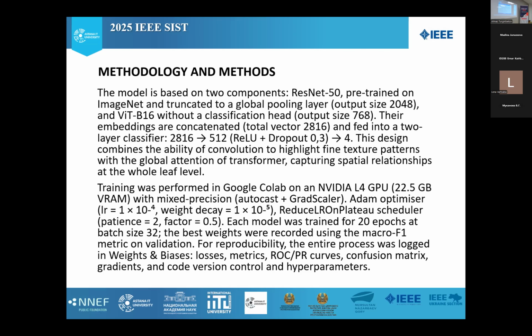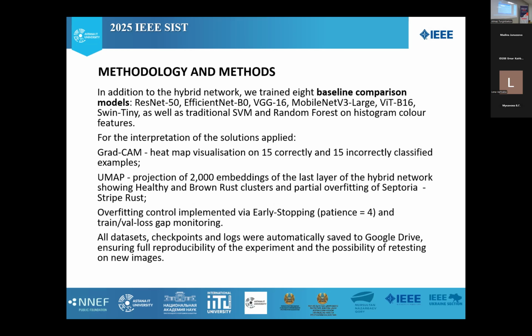The architecture is arranged as follows. The output vector of local ResNet50 features is combined with the global ViT embedding and then passed through a compact classifier layer. The model was trained for several dozen epochs on a modern GPU using mixed precision and an adaptive optimizer with a dynamic scheduler, which accelerated convergence and reduced memory overhead. All experiments were logged in Weights and Biases and interpreted with GradCam and UMAP.